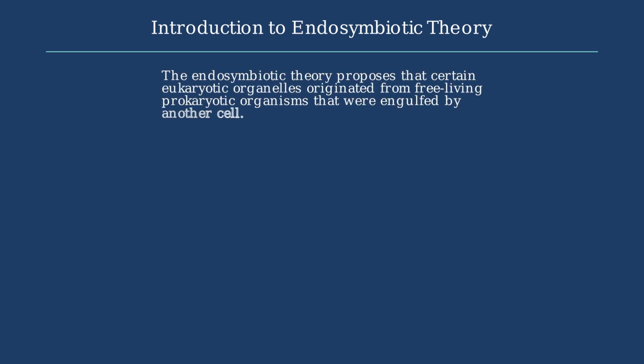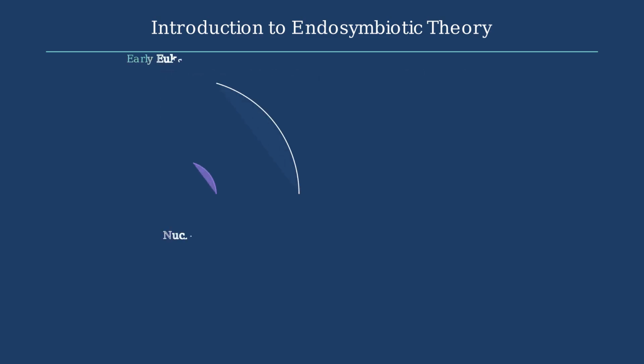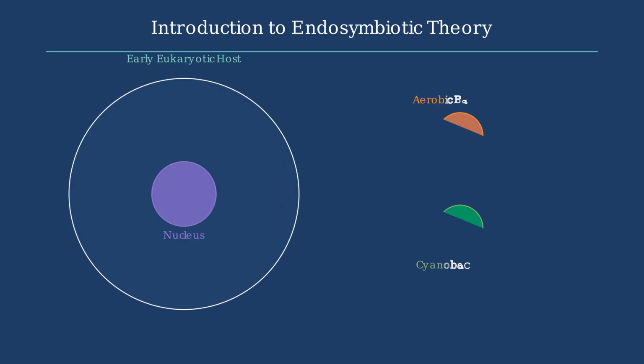Introduction to endosymbiotic theory, a revolutionary concept in cellular evolution. The endosymbiotic theory proposes that certain eukaryotic organelles originated from free-living prokaryotic organisms that were engulfed by another cell. Around 1.5 billion years ago, larger cells began to engulf free-living prokaryotes.